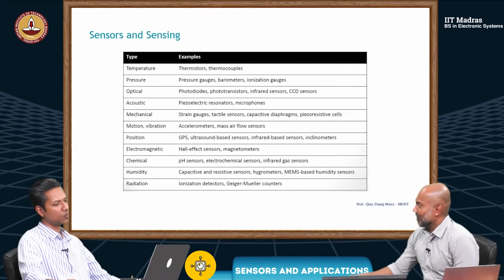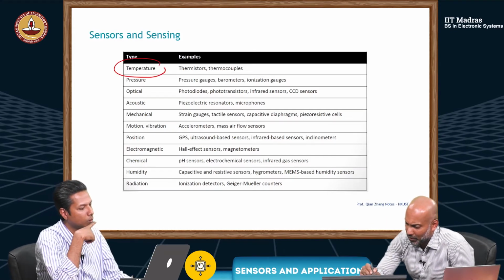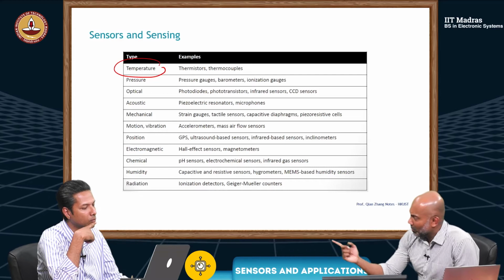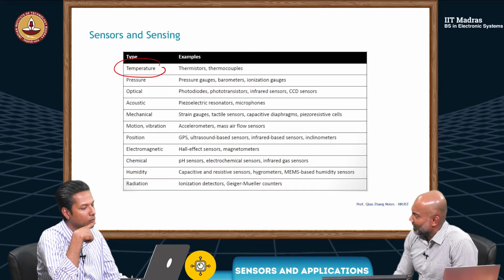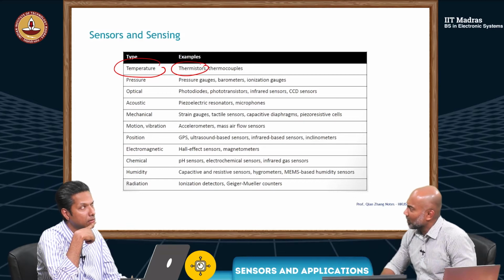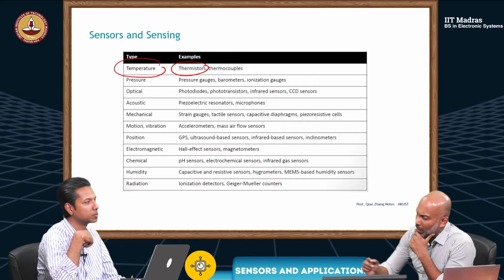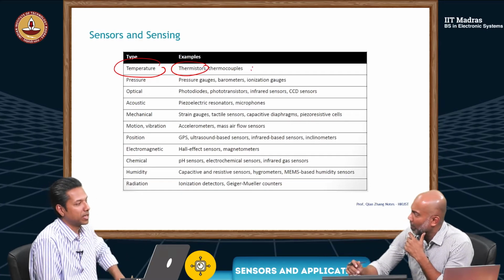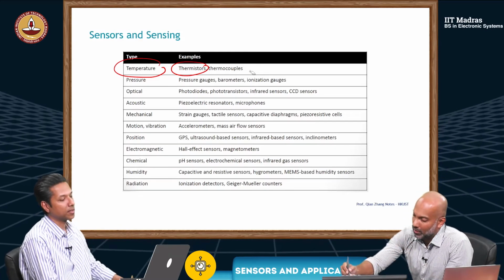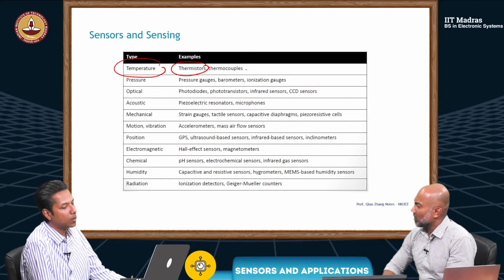There are a lot of sensors here. If you look at temperature, you already talked about thermocouples and thermistors. Thermocouple we mentioned. Thermistor also you mentioned, no? You said something about resistance changing. Yes, the resistivity of the material changing. Are there other sensors that you can measure temperature with?